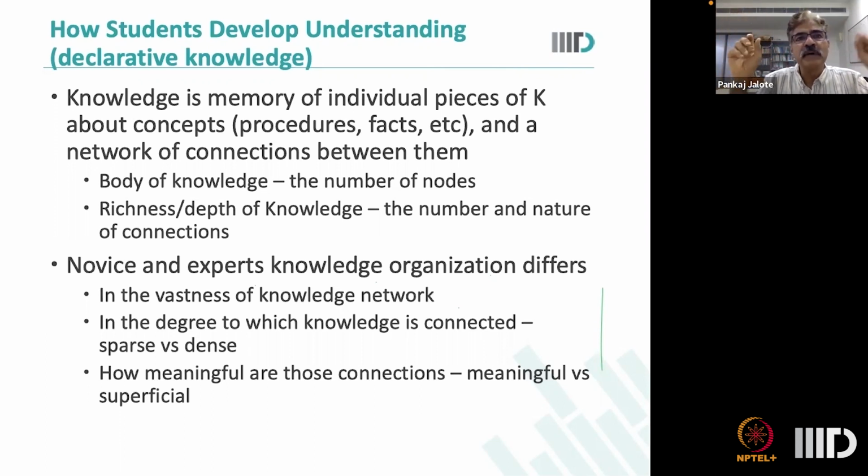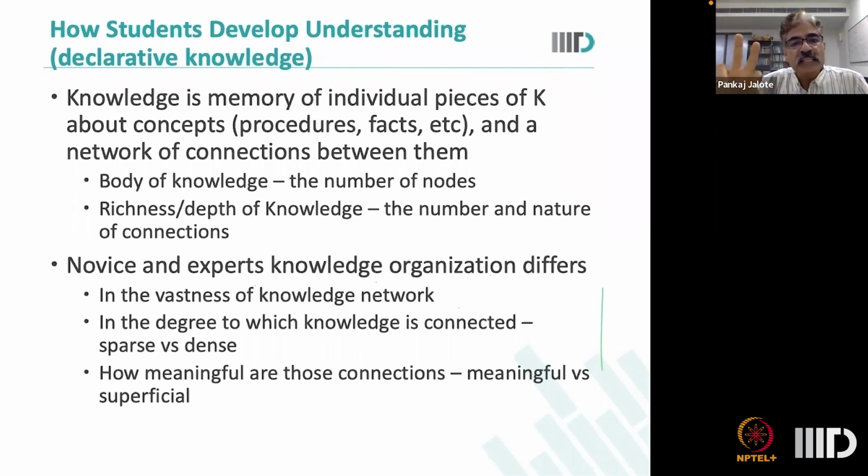So you understand theorem 1, theorem 2, you understand programming concept 1, programming concept 2. So these are procedures, facts, all the things you have in your head, and a network of connections between them. Okay, so there is a body of knowledge. How much do you know? All these nodes in your system, all these individual pieces of knowledge. And you know there are many people who have so much knowledge of all kinds of trivia. They know about all kinds of stuff.